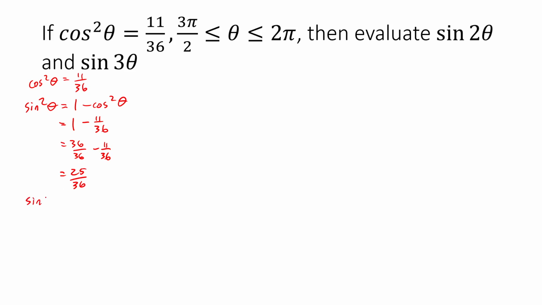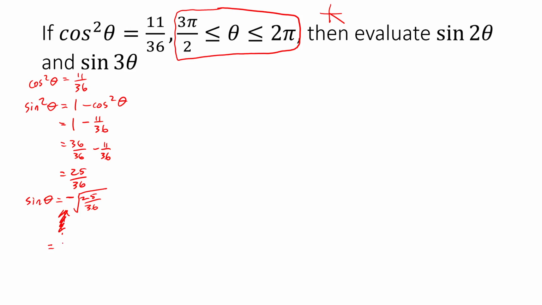That means that sine theta is equal to the square root of 25 over 36, but there's a question as to whether we should put a positive sign or negative sign in front. So what we do is we look at where theta is. Theta is in the fourth quadrant. When you're in the fourth quadrant, the y-coordinate is negative. That means we need to put a negative sign in front. So sine theta is equal to negative root 25 over root 36, which means sine theta is equal to negative 5/6. So there's our value for sine theta.